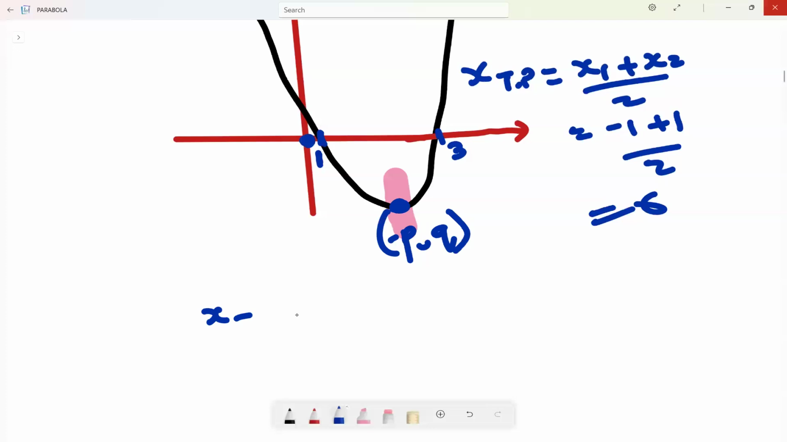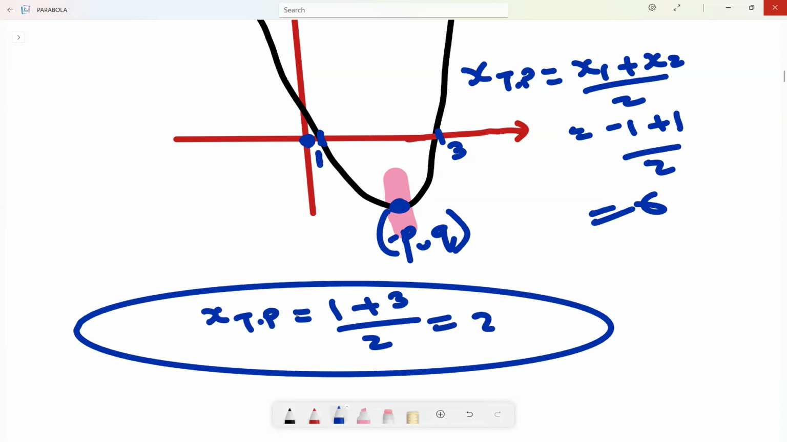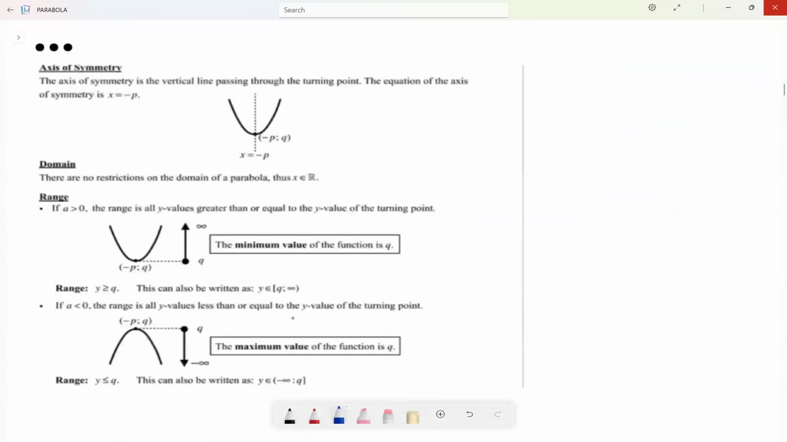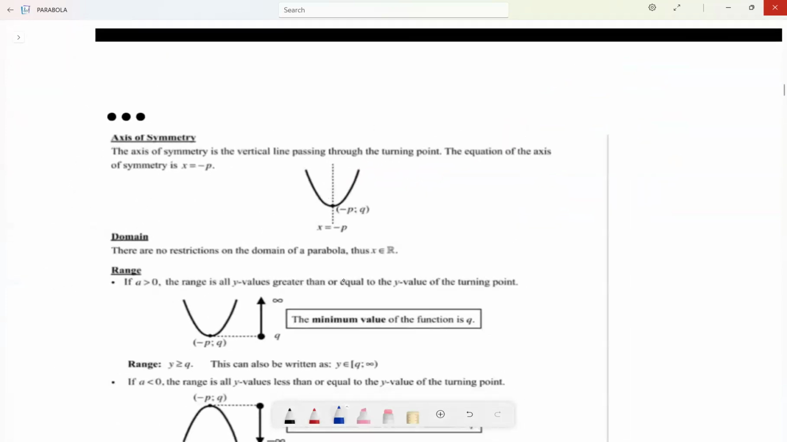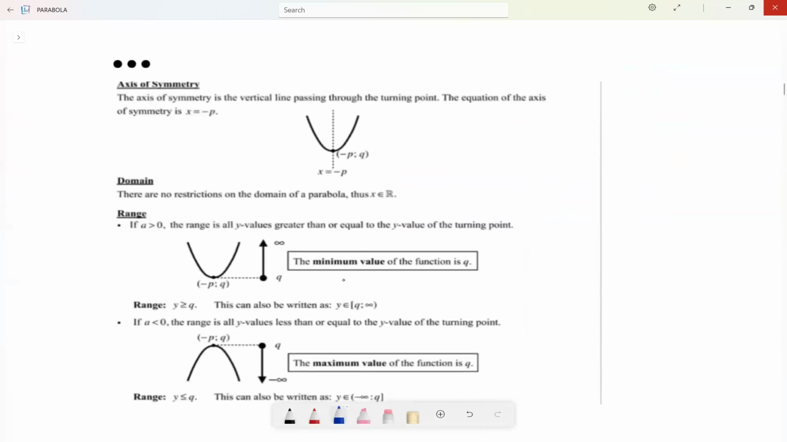So the x-coordinate of the turning point, how can I find it? I'm going to say it is 1 plus 3 divided by 2. Then I get the middle as how much? As 2. So it tells me that the coordinate here in the middle is 2. So let's look at the axis of symmetry in more depth. I unfortunately cannot zoom any further.